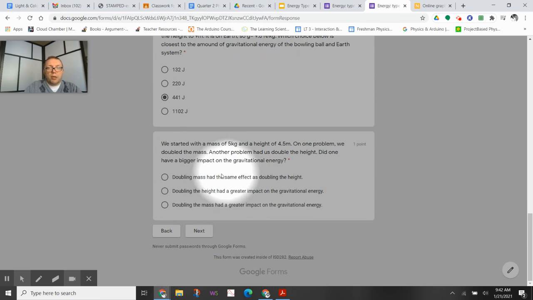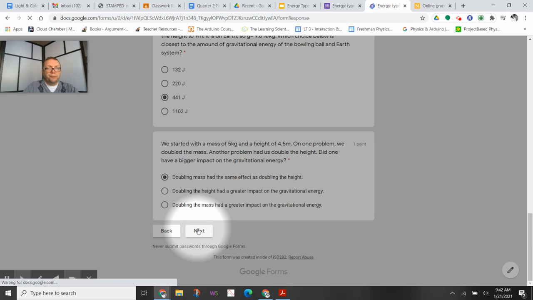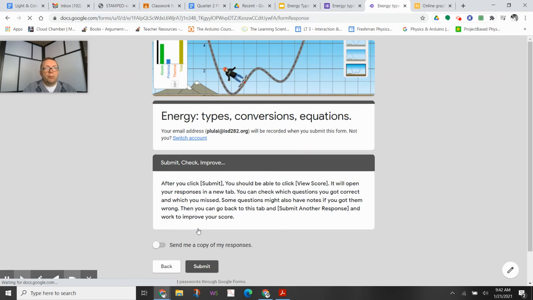So here we would say doubling the mass had a greater impact. No, doubling the height had a greater impact. No, doubling the mass had the same effect as doubling the height. So we should be looking at that. And then next. And now this is just saying, hey, once you hit submit, you should be able to see your score. You should be able to see if we missed a question, and then you can go back and make a change and try to improve if we missed something.